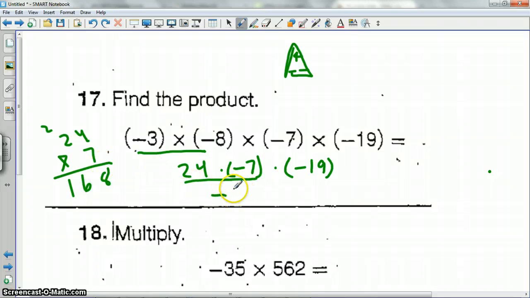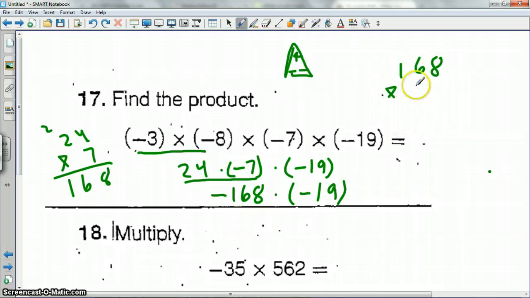Check, make sure I did that right. Sometimes I get in a hurry to get these finished. Always let me know if you notice anything. And then I'm going to multiply that by negative 19. So a negative times a negative, negative and negative make a positive. So it's going to be positive something. It's going to be positive 168 times 19.